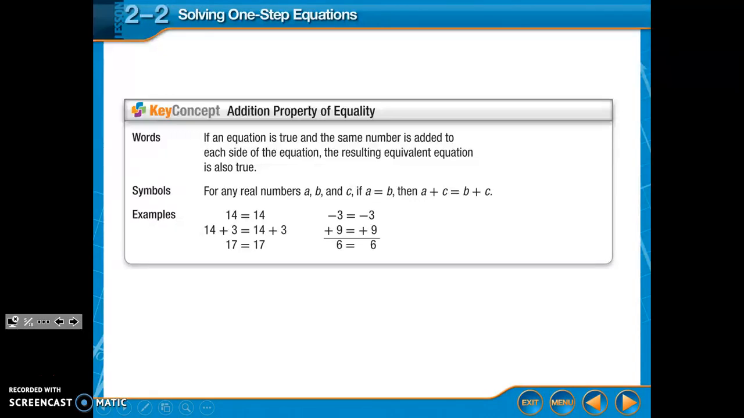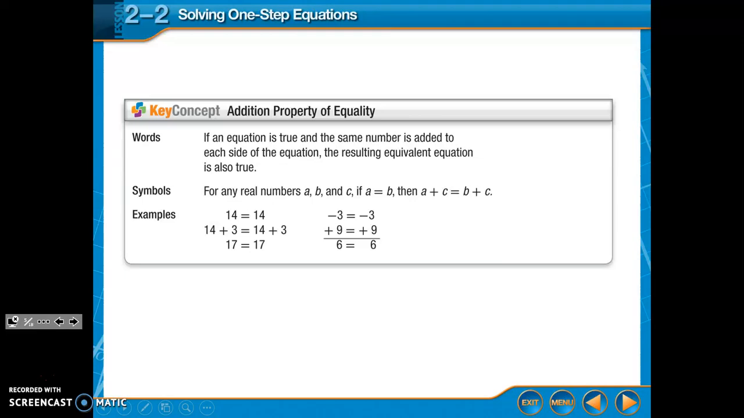Okay, so first thing we need to look at is the addition property of equality. This property says that if an equation is true and the same number is added to each side of the equation, the resulting equivalent equation is also true. So if we want to use that with symbols, it's for all real numbers a, b, and c. If a equals b, then a plus c equals b plus c.